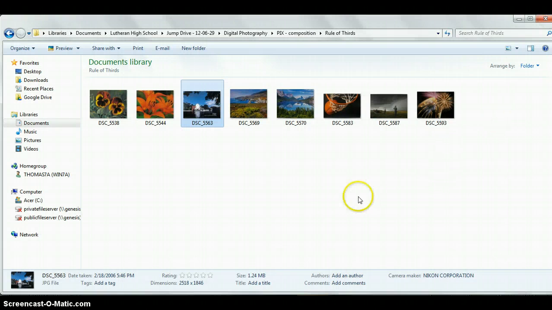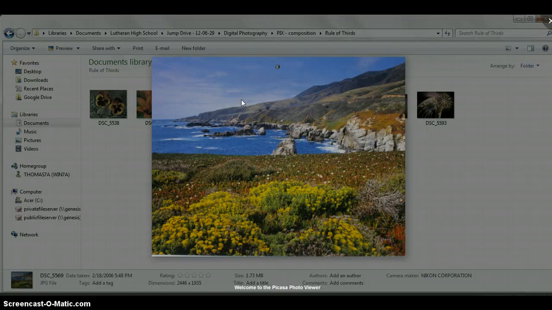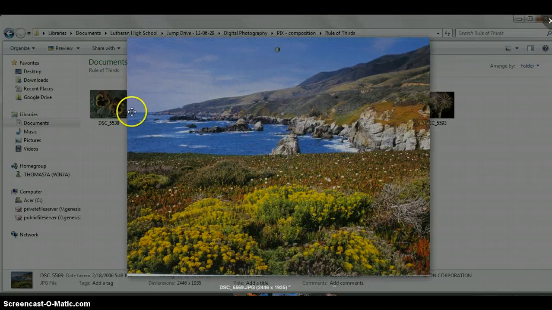Let's look at another one. If I take this one right here and I look at this one, I see here my horizon line is up here. Okay, if I visualize again, third lines, one third line here, one third line here, one third line here, and one third line here. There's nothing really on one of the intersection points, but this entire horizon right here is on this upper line up here.